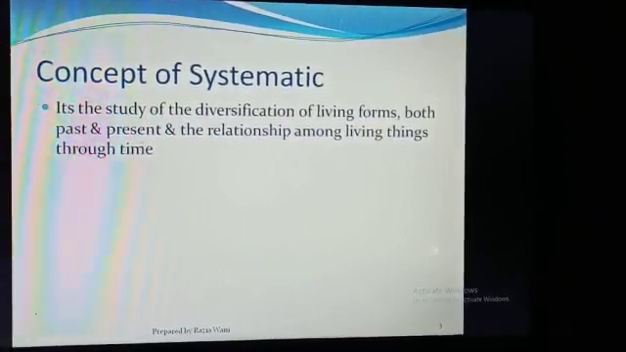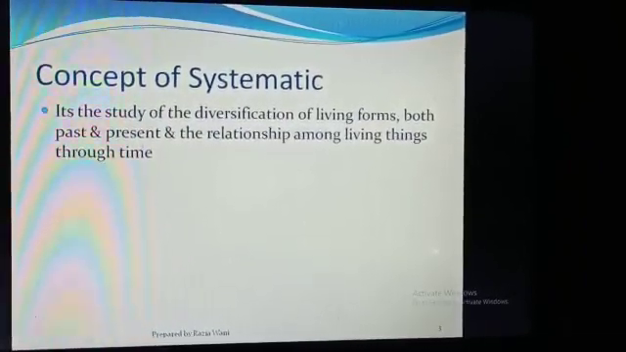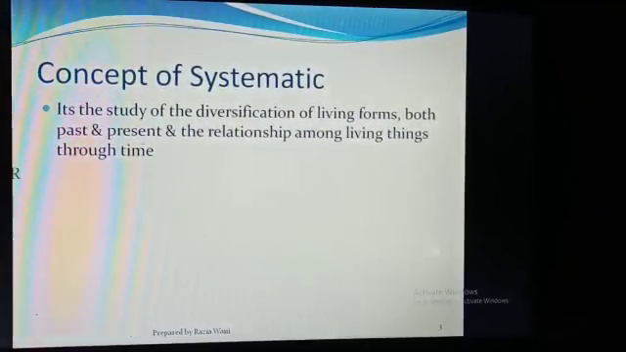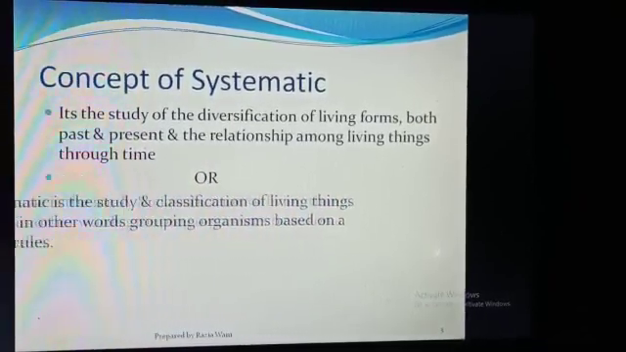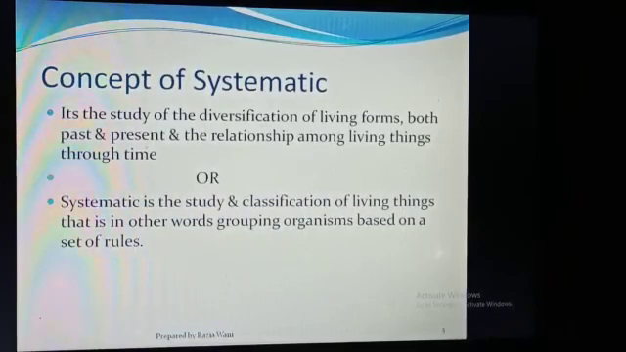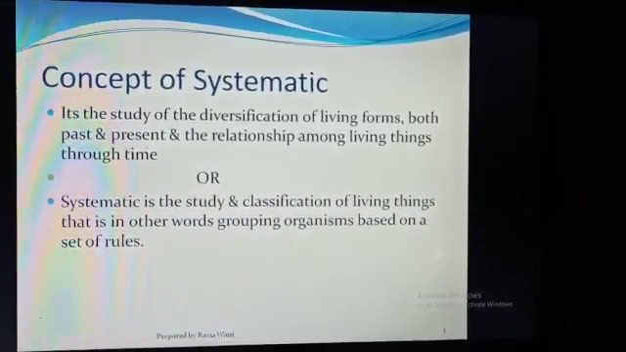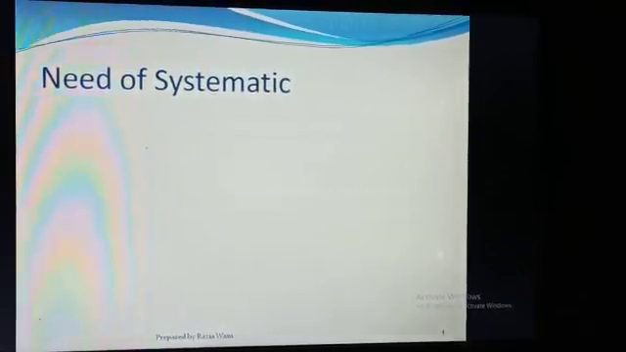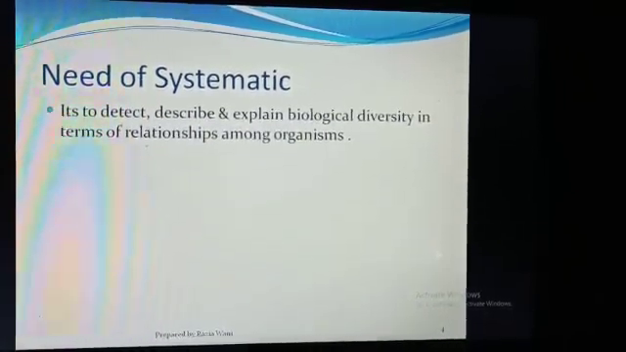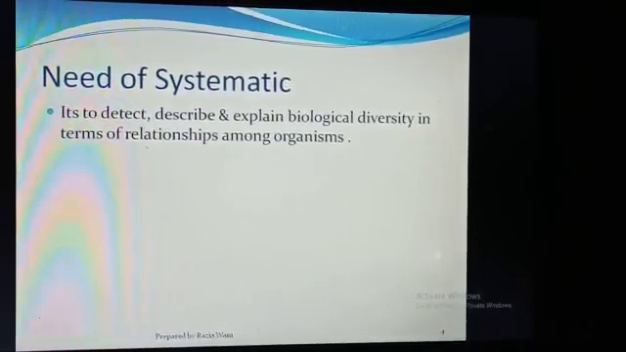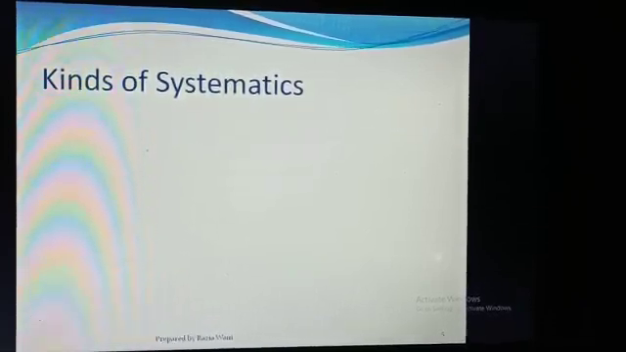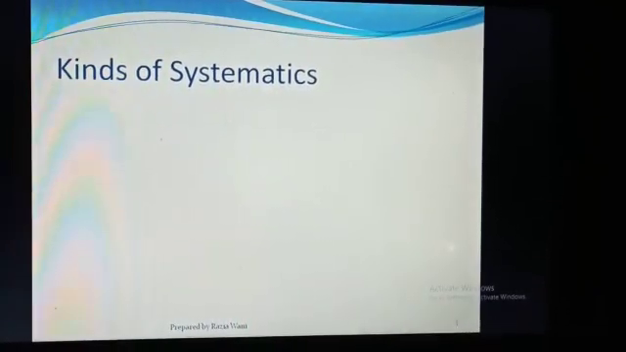It is a study of diversification of living forms, both past and present, and the relationship among living things through time. Or we can say systematics is the study and classification of living things, that is, in other words, grouping organisms based on a set of rules. Then there comes the need of systematics. It is to detect, describe and explain biological diversity in terms of relationship among organisms. And then there come the kinds of systematics.